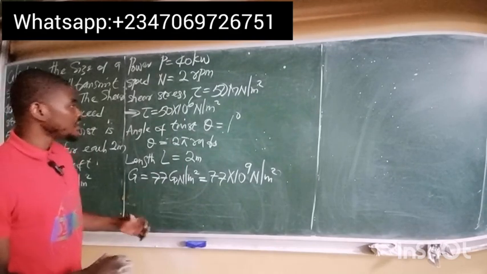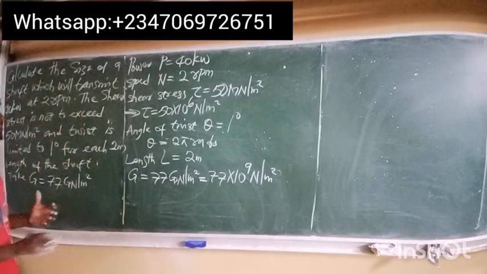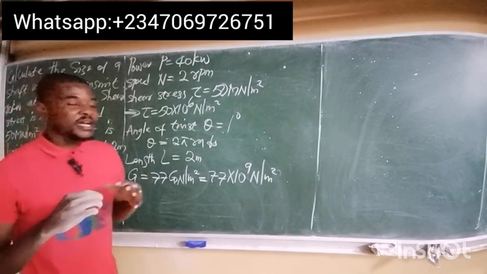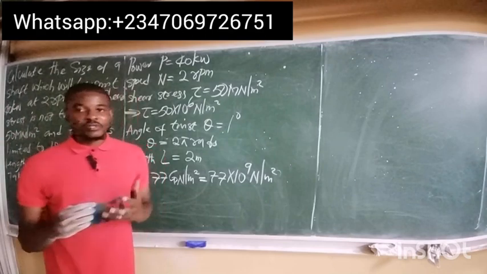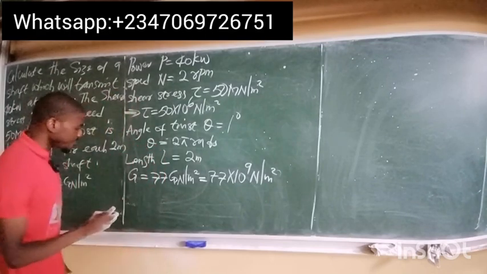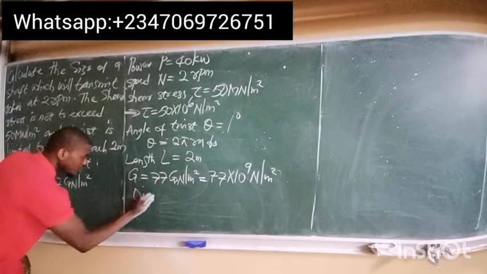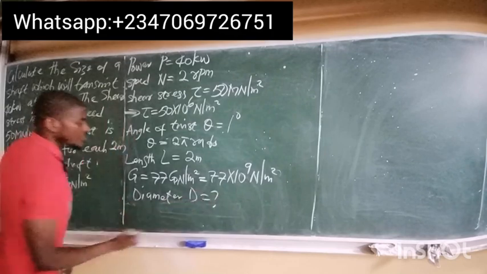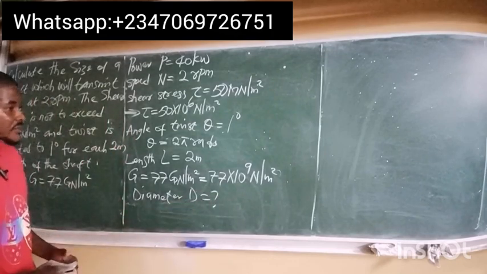So if you have this, the question is asking us to find the size of the shaft. When they say size, it actually means the diameter of the shaft. That's what the question is asking us to find, simply the diameter of the shaft. Diameter D is unknown, so you can put that down.